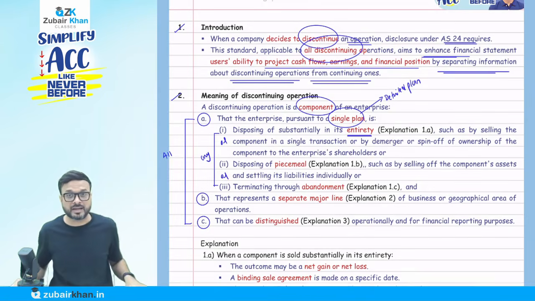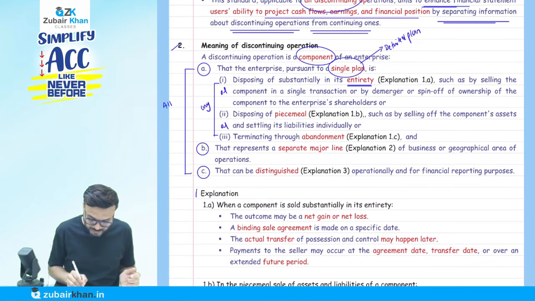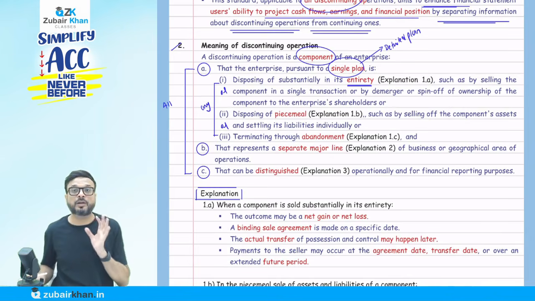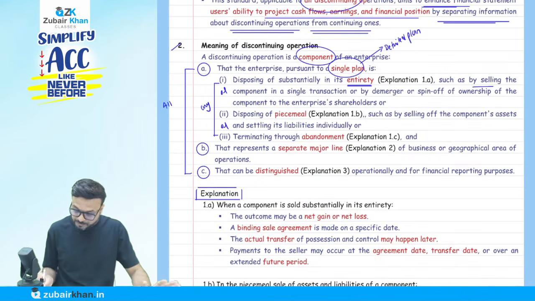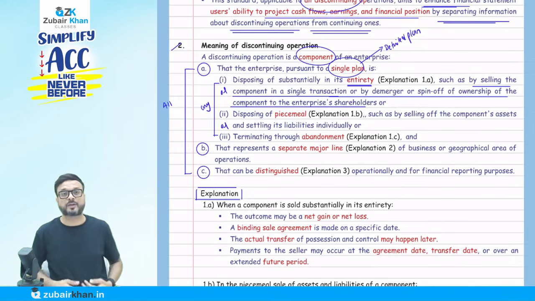What is entirety here? It is given in explanation 1a. There are so many explanations given below this definition, in point 1a. I will come to that. But what it says about disposing of substantially in its entirety, point 1a says, such as by selling the component in a single transaction, or by demerger, spin-off, or ownership of the component passing to the enterprise's shareholders.